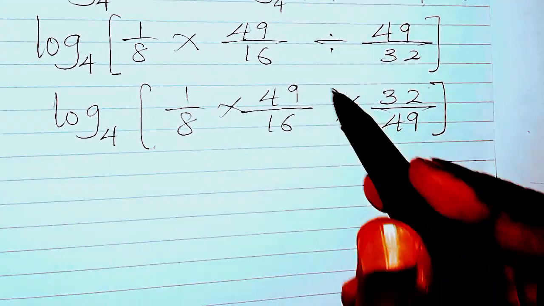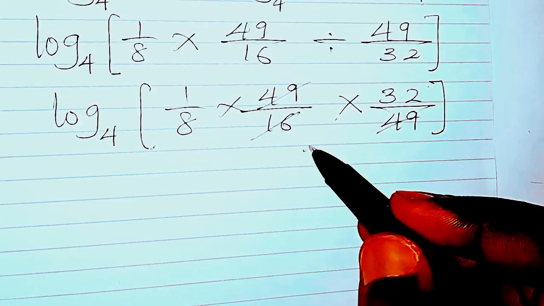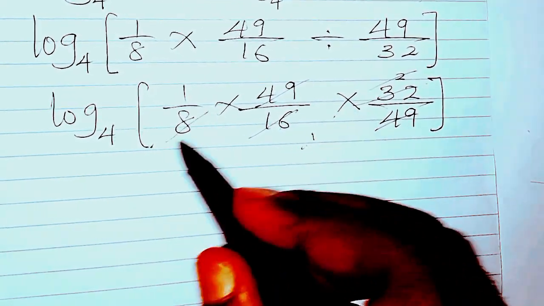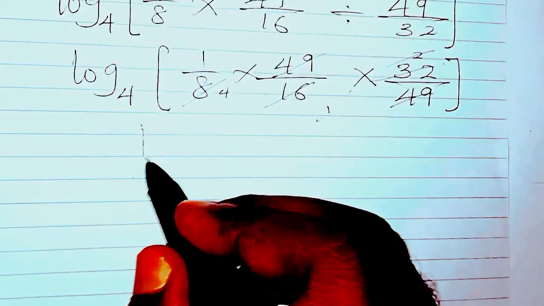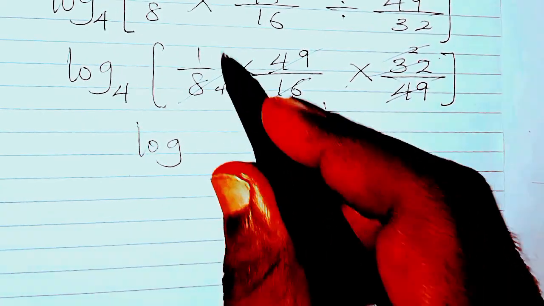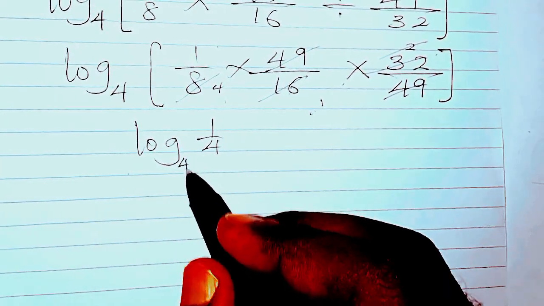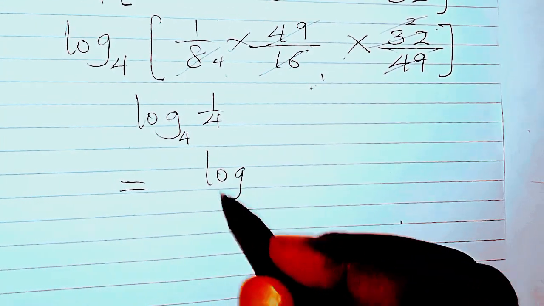So we can just cut out 49, get rid of 49, 16 here, 1, 16 here, 2 here, 2 here, 4. And therefore what we have here is log 1 over 4. We have 1 over 4 here, base 4. And of course, this can be written as log 4 raised to the power of minus 1, base 4.